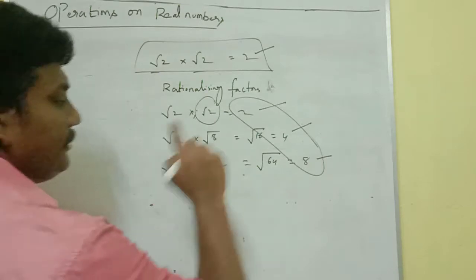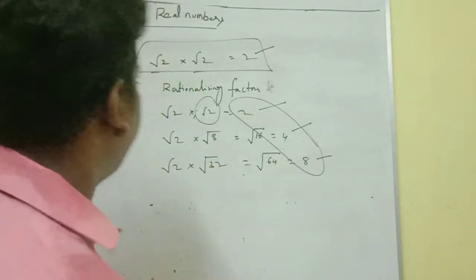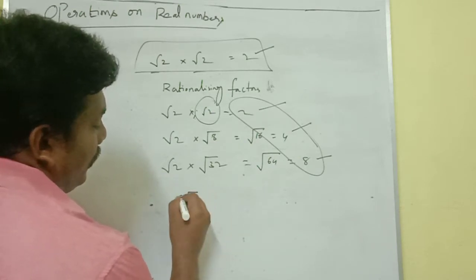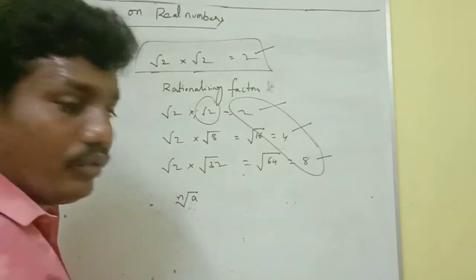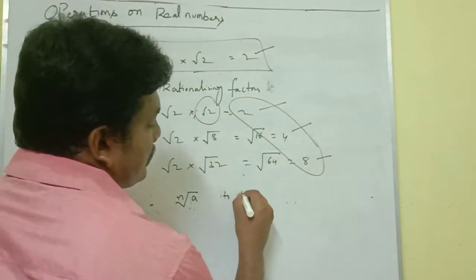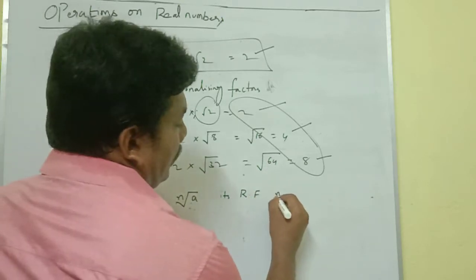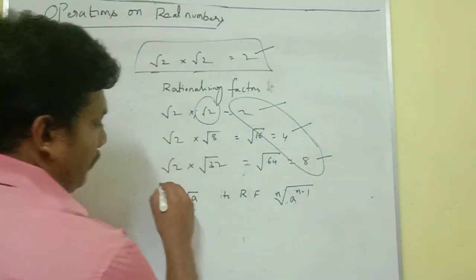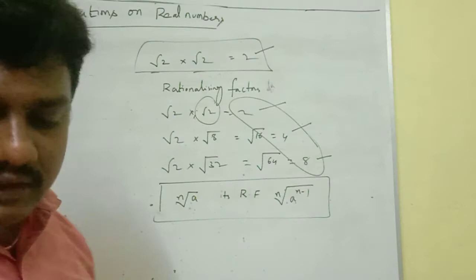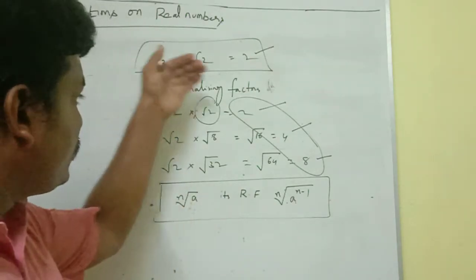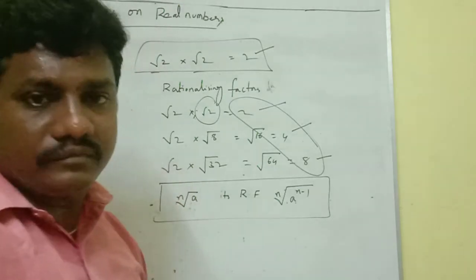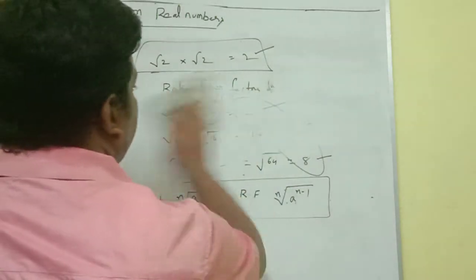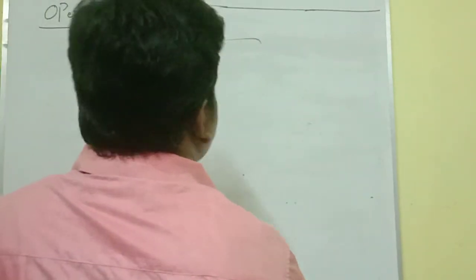Generally, there is a formula to find the rationalizing factor directly. If an irrational number is in the form of nth root a, its rationalizing factor is nth root of a power n minus 1. This is called the general formula. But this is for a single irrational number. Then binomial irrationals. So how to find the rationalizing factors for binomials?